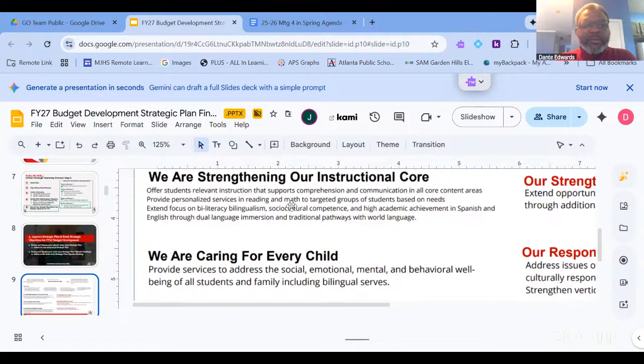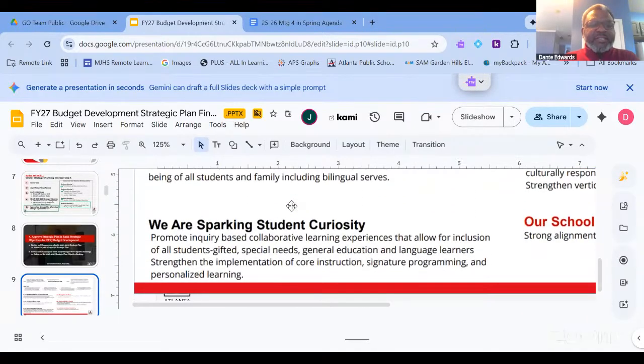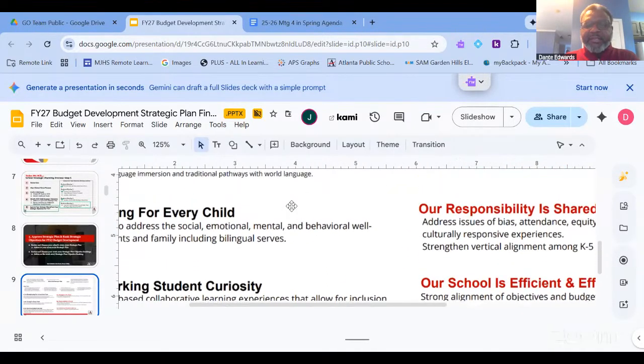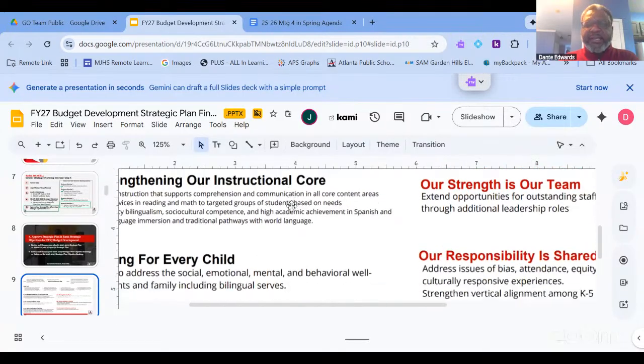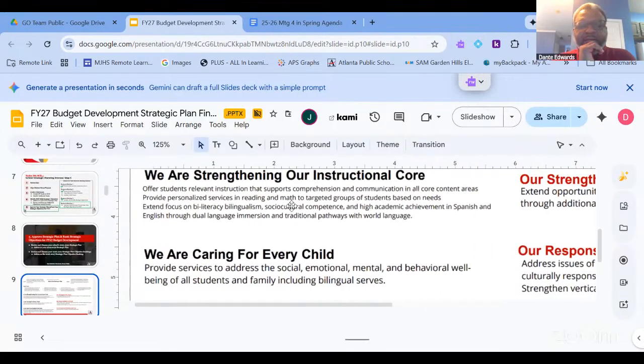in all core areas. 1, 2, 3, 4, 5, 6, 7, 8, 9, 10, 11. There are 11 objectives. And I think what you have are 10. Mm-hmm. Yeah, it was 10 on the form.